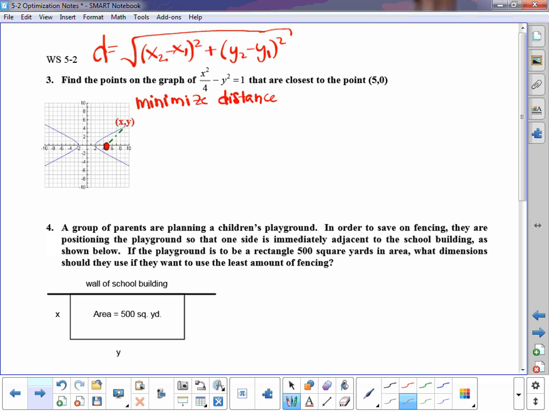But, so here's our distance, and that's what we're trying to minimize. So I'm going to go ahead and write that formula down. Now, I do have some of this information here. We're trying to find that it's closest to this point.